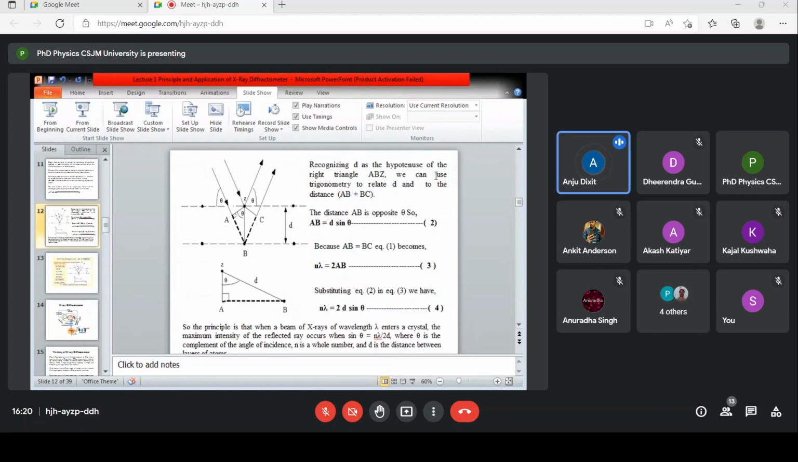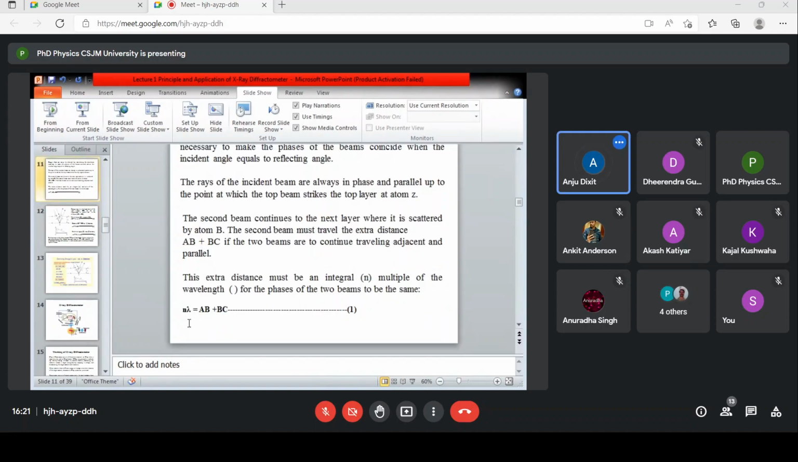So recognizing d as the hypotenuse of the right triangle ABZ. If you take this triangle ABZ separately, as shown in this figure, this hypotenuse is given as distance d. So we can do the calculation with the help of this particular triangle. The distance AB is opposite to theta, so AB is equal to d sine theta. And since AB is equal to BC, we can write this as equation 1.